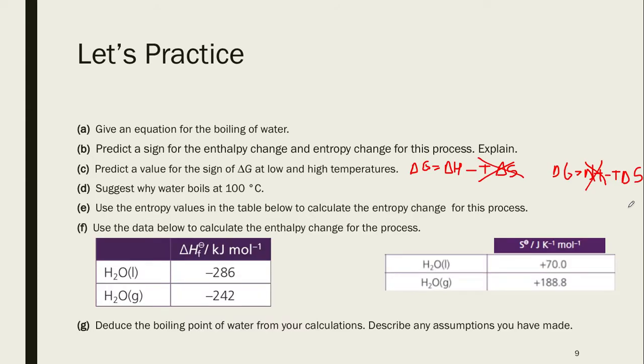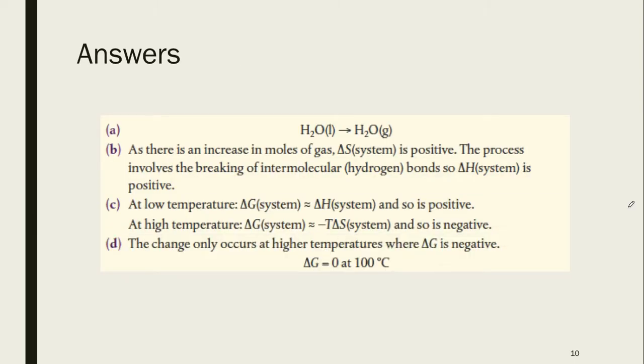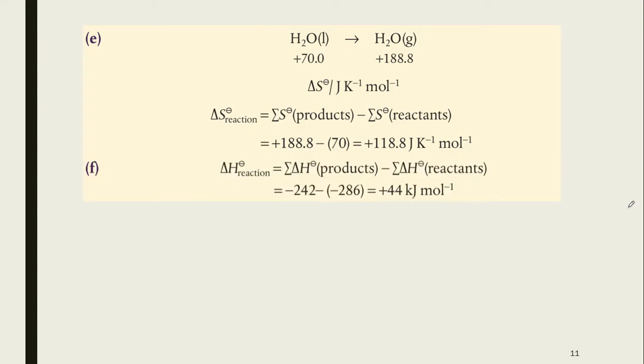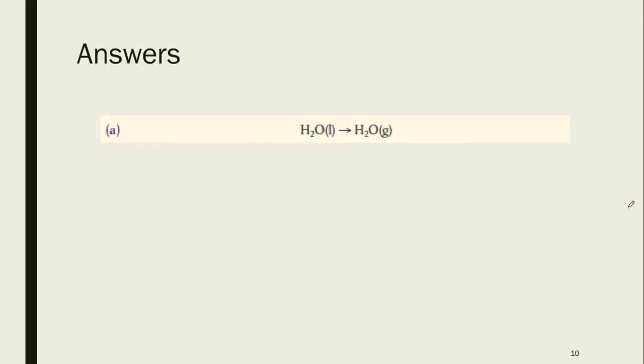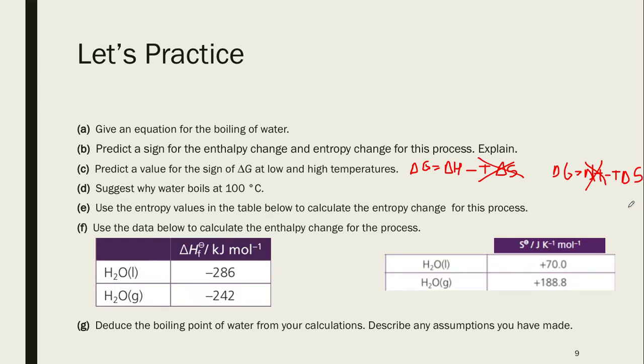Then if we go back, this is where we're going to do letter F, the enthalpy change. So we do delta H, which again is products minus reactants. We would do negative 242 minus a negative 286, and that gives us a positive 44 kilojoules per mole. One thing I want you to take note of: delta H is kilojoules per mole, and delta S is joules per Kelvin per mole. Take note of those different units, because that's going to play a role in our final question.